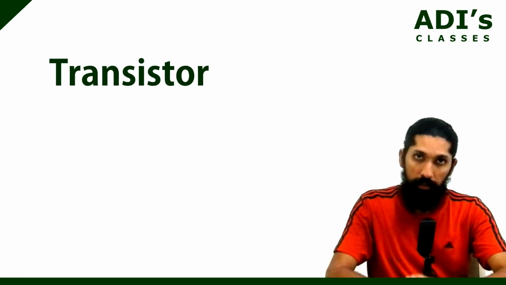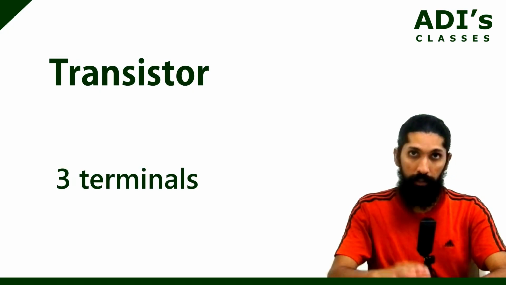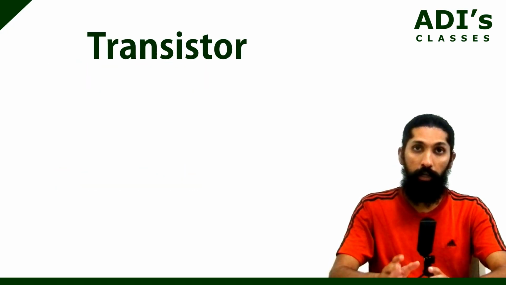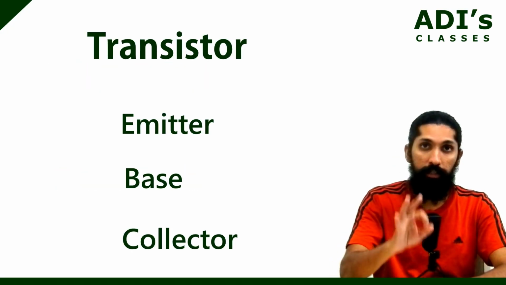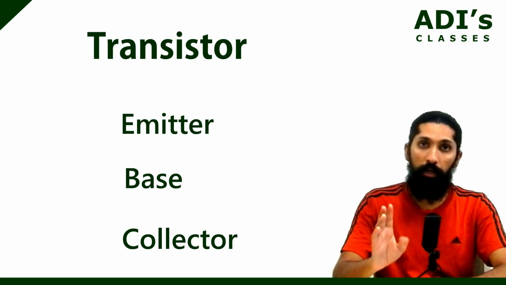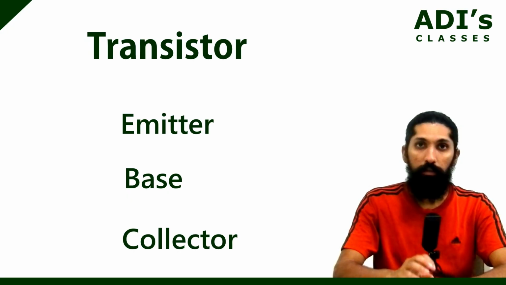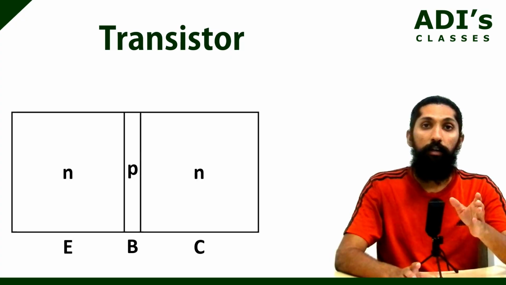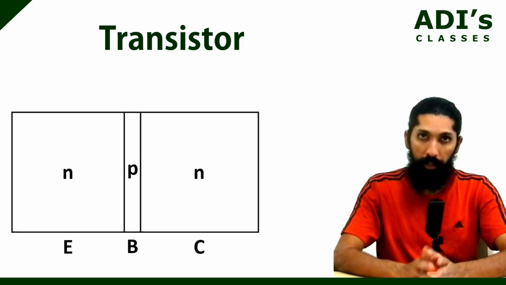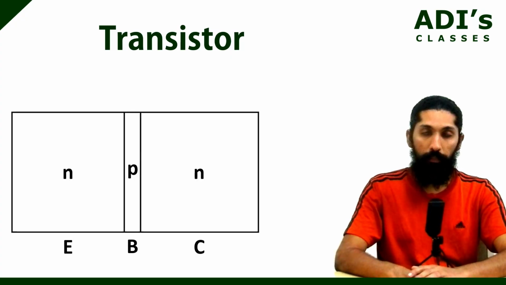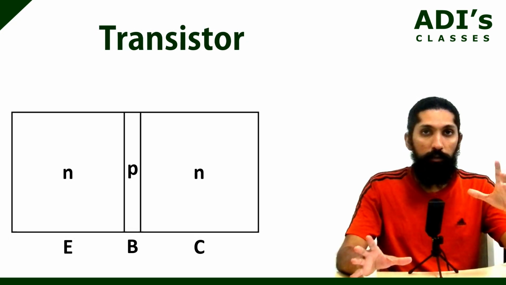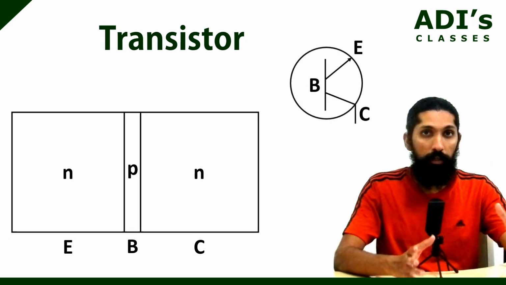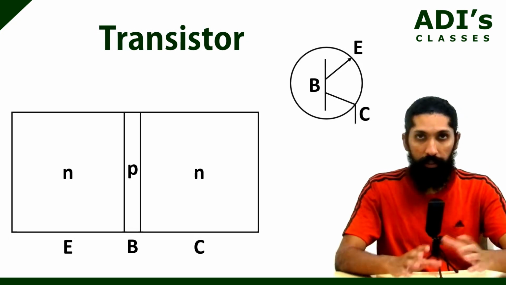Now, a transistor has three terminals. Like a diode has two, a transistor has three terminals. They are emitter, base, collector. Look at this particular figure. So, you have an emitter, base, collector. Now, what is the function of these three, emitter, base and collector?